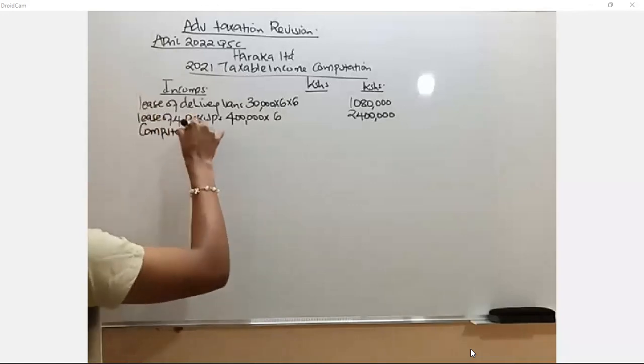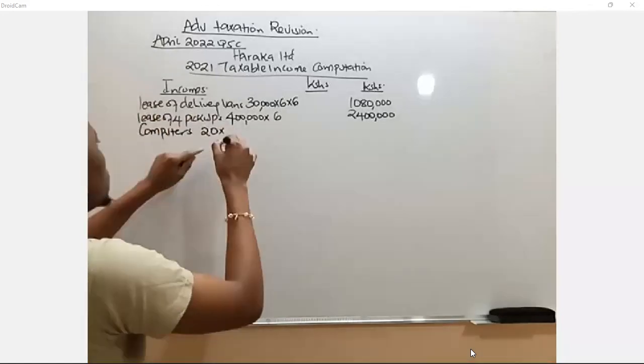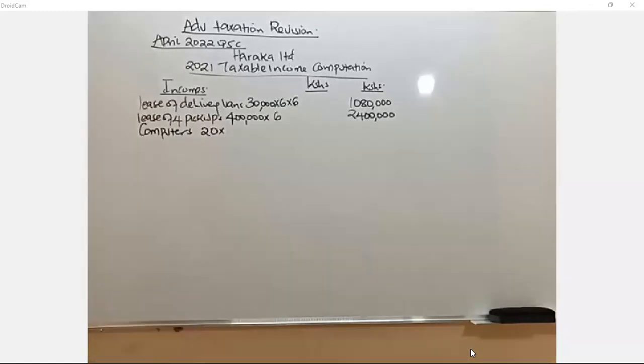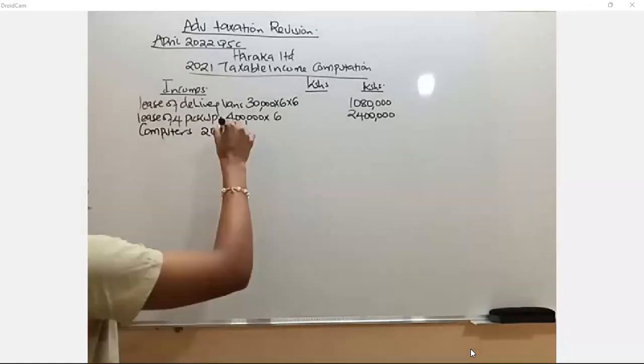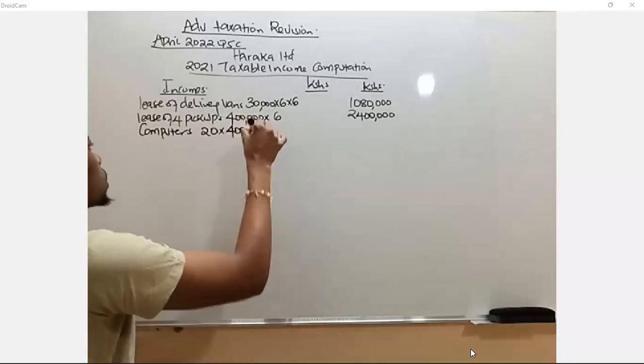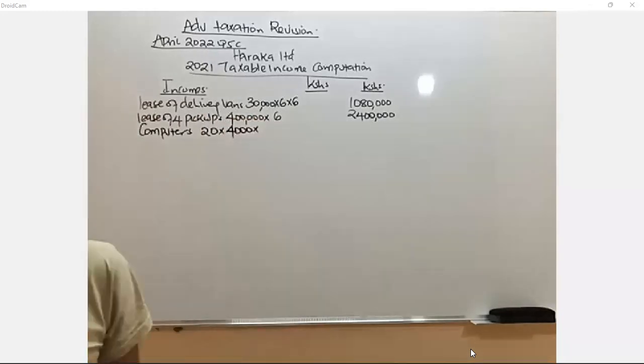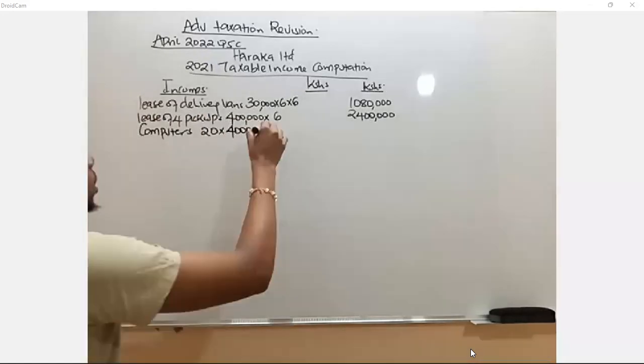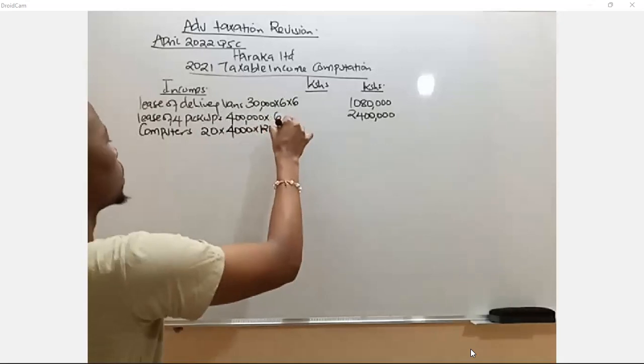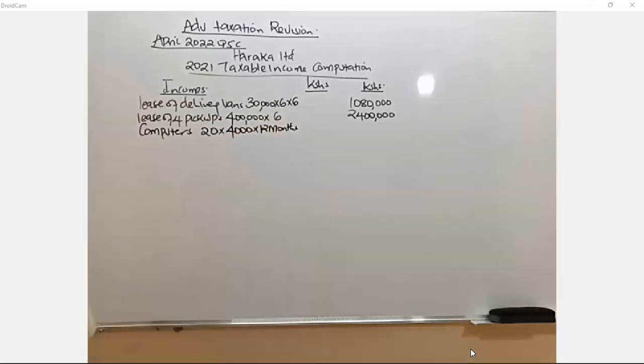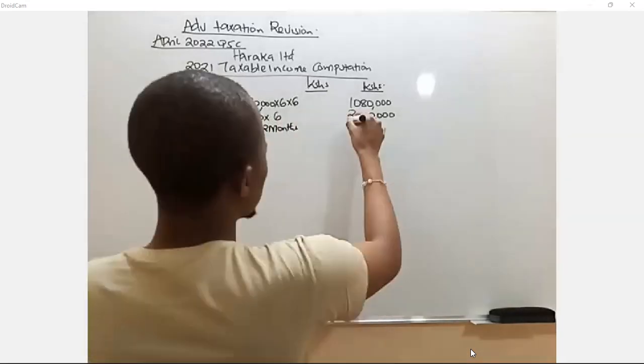Computers, they are 20 each. 20 computers, each being leased at 4,000 shillings. We multiply by 20 computers for a monthly amount, for the whole year. That translates to 12 months. Times 12 months, how much is this? So in a simple way, we say 20 times 4,000 times 12, getting 960,000.